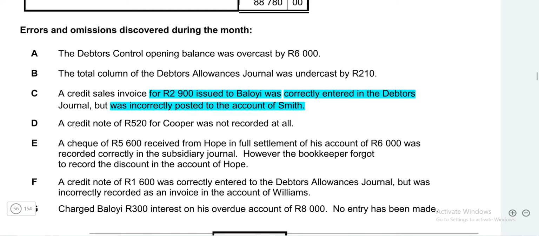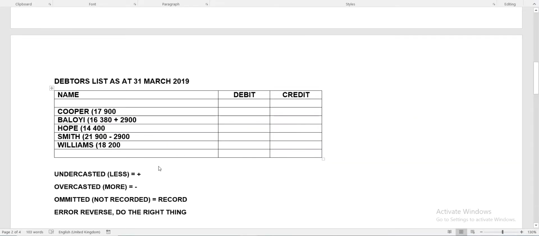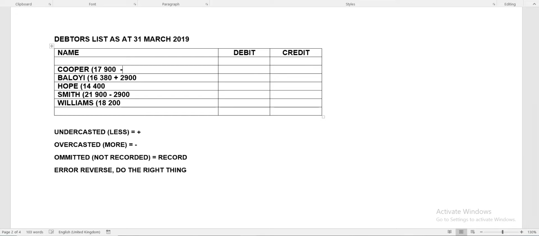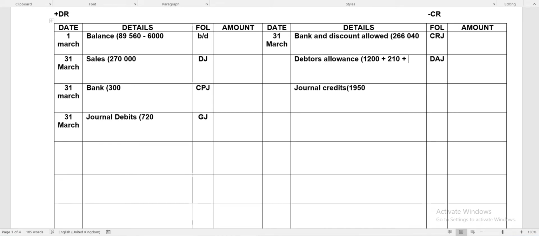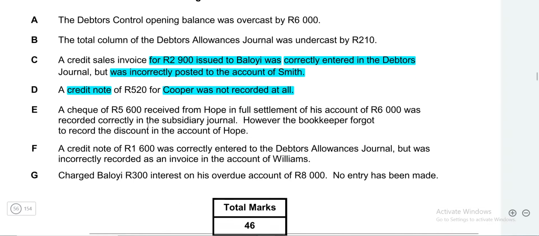And then next, they're saying that a credit note of 5,520 Cooper was not recorded at all. So remember, if they're saying that something is not recorded at all, and remember the source document is the credit note. They also told the name of the person. So meaning that this is also then not there in his individual account. So remember, a credit note will reduce the debtors debt. So let's start by the list of Cooper, and minus 520 for that return. Okay, so in Cooper's account we'd say minus 520, and then we'll go to our debtors allowance journal here and say plus 520, and then we can go to our adjustment that follows after that.